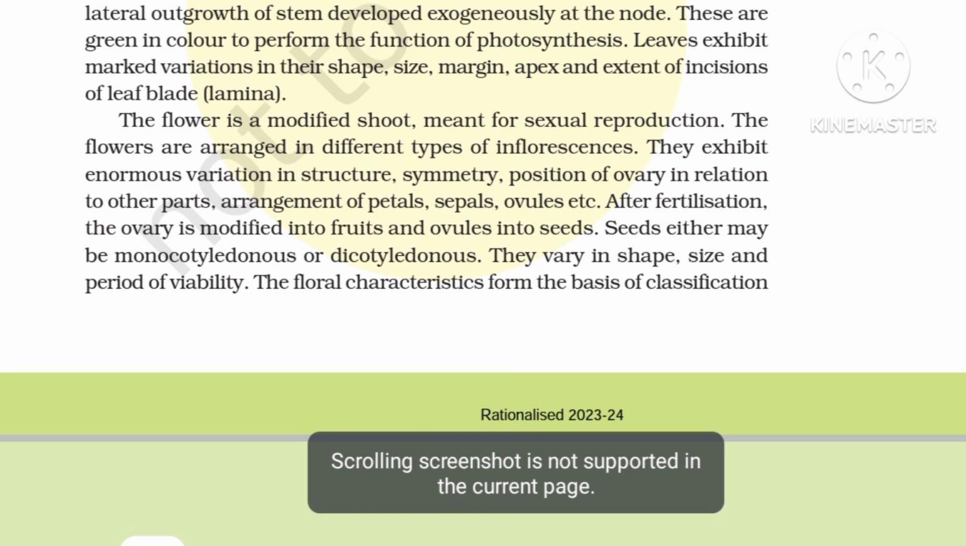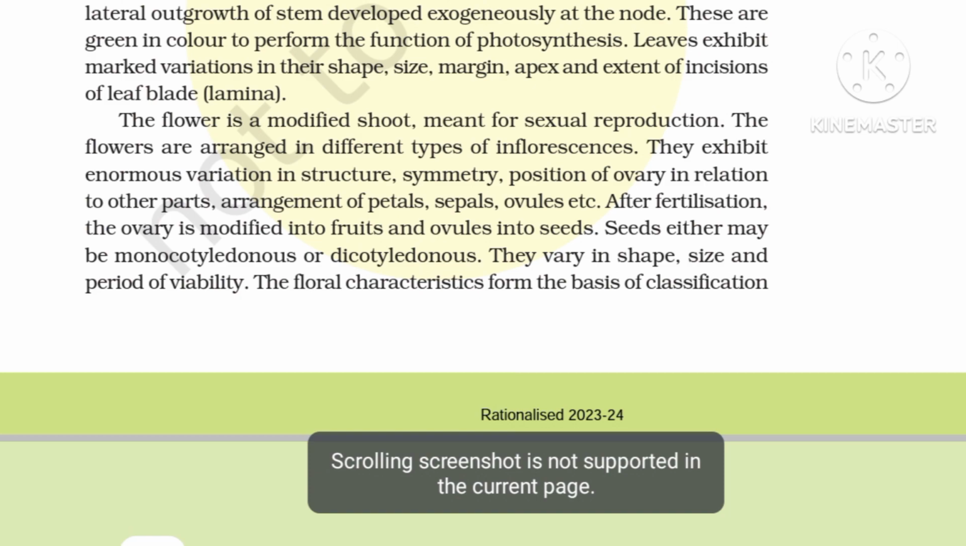They exhibit enormous variation in structure, symmetry, position of ovary in relation to other parts, arrangement of petals, sepals, and ovules. After fertilization, the ovary is modified into fruit and ovule into seeds. Seeds either may be monocotyledonous or dicotyledonous. They vary in shape, size, and period of viability.